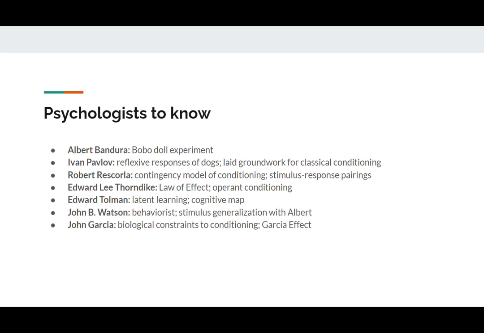So here are some key psychologists you need to know for this unit. Albert Bandura was known for his Bobo doll experiment. In this study, children watched a film of an adult beating an inflatable doll. Later, when put into a room containing various toys, including the doll, the children were more likely to model or imitate the aggressive behaviors they had observed than a control group of children who did not view the movie.